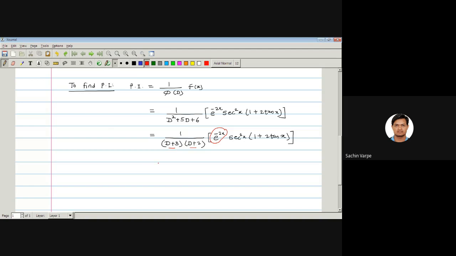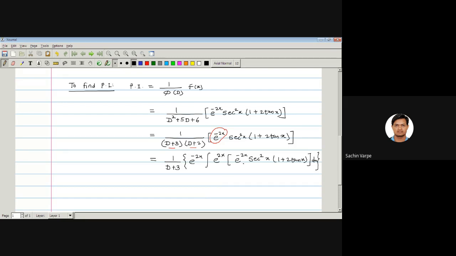Is this clear? So that equals 1 upon (D plus 3) into, what will it be then? It is e to the power minus 2x. Just a minute, let me take the curly bracket here because two brackets will be there. e to the power minus 2x into integration of e to the power 2x into f of x, where f of x is e to the power minus 2x into sec square x into (1 plus 2 tan x) dx.